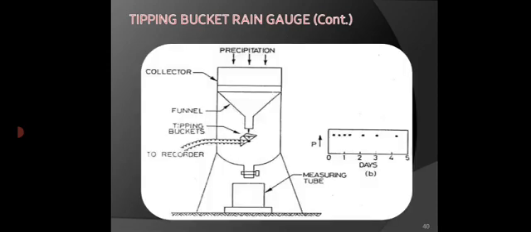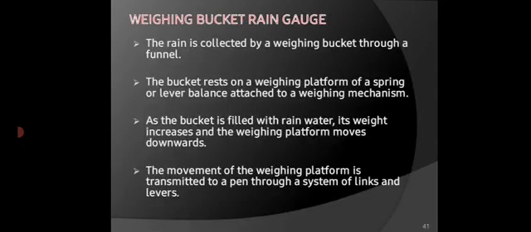So this figure shows the cross section. The collector collects the precipitation through the funnel. The water tips into one bucket, right? After collecting some amount of rainfall, the second bucket comes and the water is collected in that, and that collected water falls into the measuring tube. At the same time, the graph is plotted simultaneously. So this was the tipping bucket type.